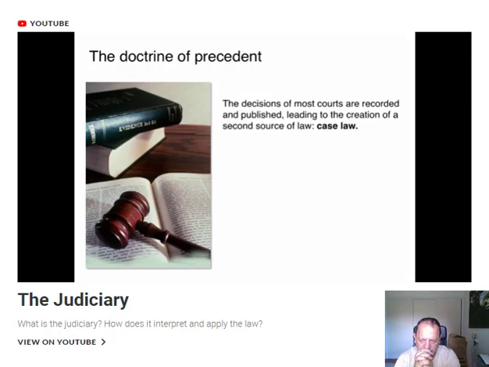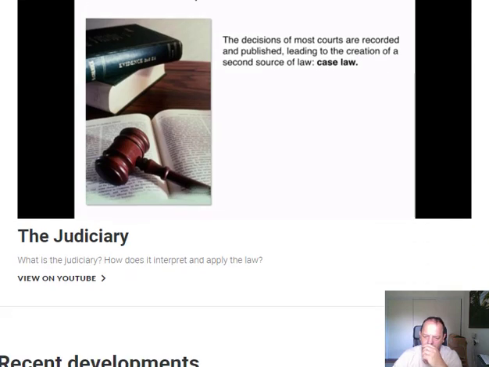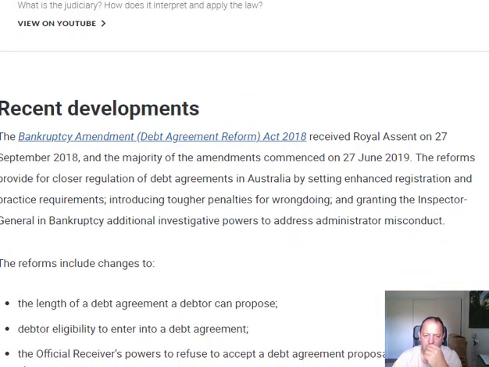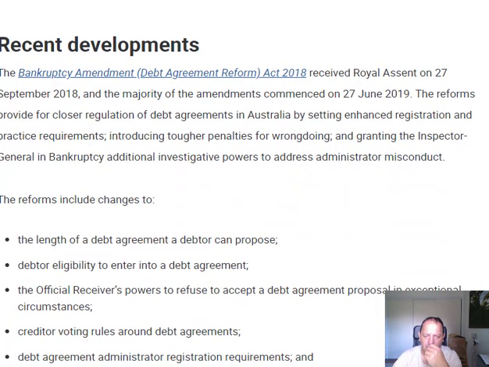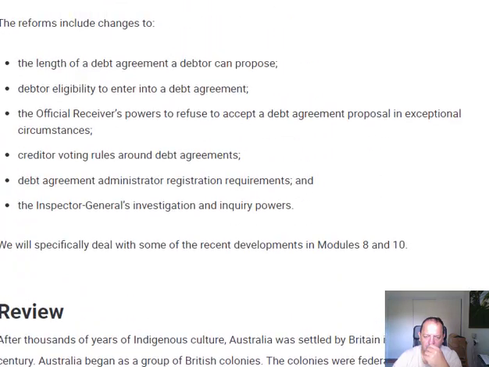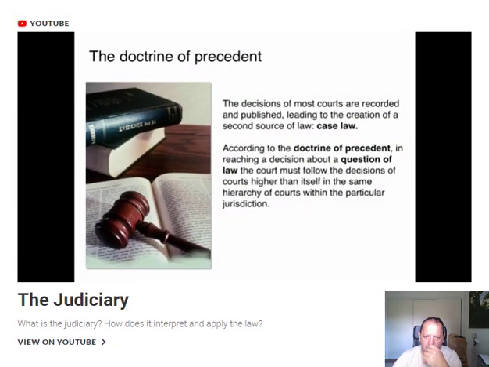The decisions of most courts are recorded and published, and this has led to the creation of a second source of law within Australia, case law. Not all aspects of our lives today are regulated by legislation. There are many areas that are regulated instead by the law made by judges, case law. Case law is made up of the collective decisions of judges.